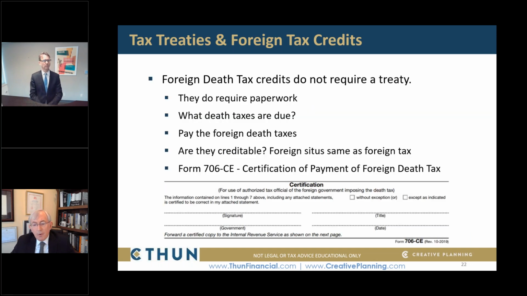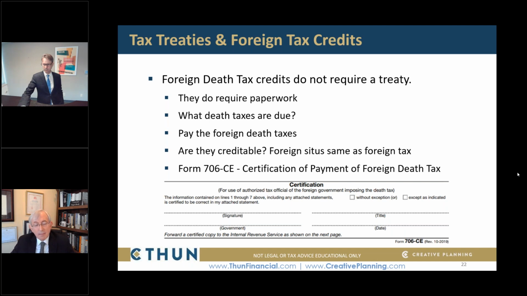Now, a common misconception is, well, this is fine. I can just take tax credits. Well, one, you might not have any U.S. taxes to pay if you're below the threshold. But even if you're above the threshold, unless you're significantly above the threshold, paying foreign death taxes may not give you much relief in terms of having to pay U.S. death taxes.